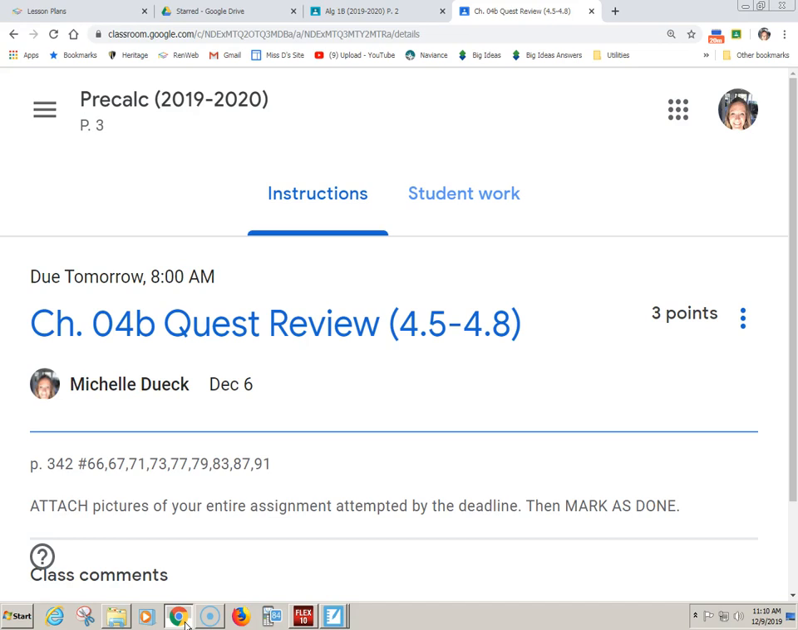So, what do we got? We got one page, front and back. Four multiple choice and three long answer.